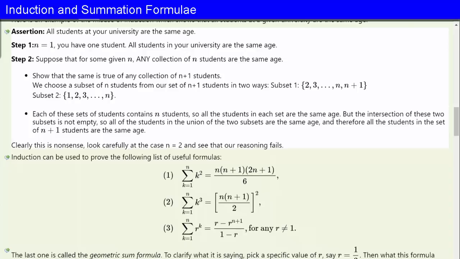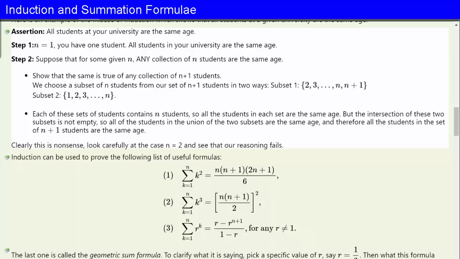And we're going to choose two subsets from those n plus 1 students. Subset 1 will be the students with numbers 2, 3 up to n plus 1. Notice that that set contains exactly n students. Subset 2 will be the students with numbers 1, 2, 3 up to n. Subset 2 also contains exactly n students.